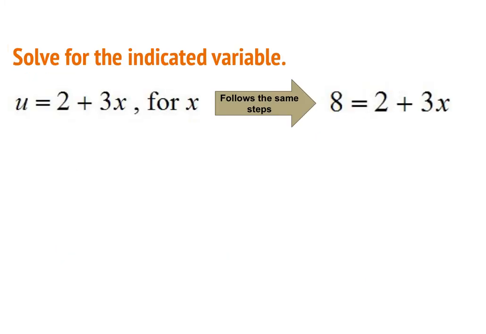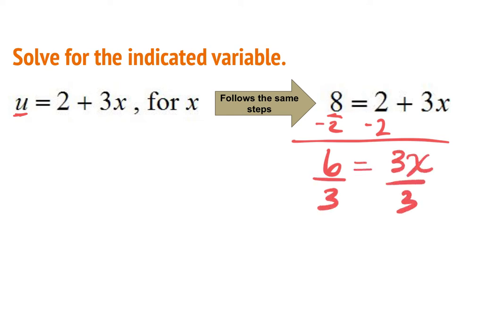So again, I want to think of this in terms of just a regular equation. So if u was just the number 8, we would have to isolate our variable group by getting rid of the 2 first, and then dividing by 3. So x is equal to 2.